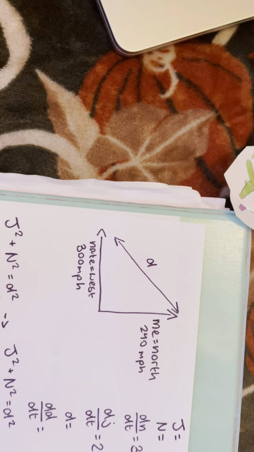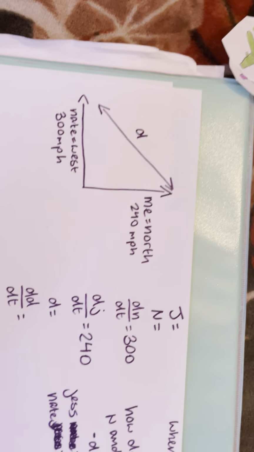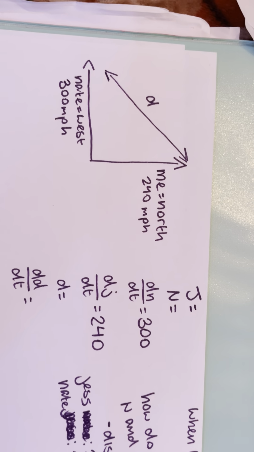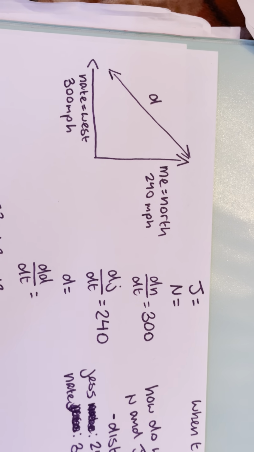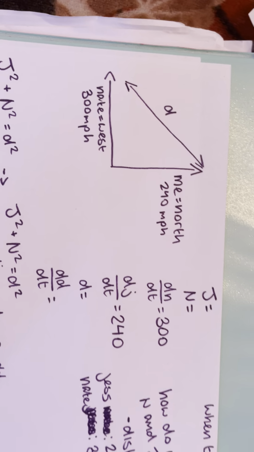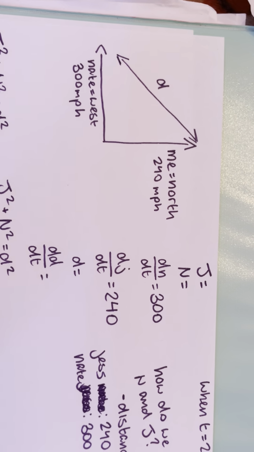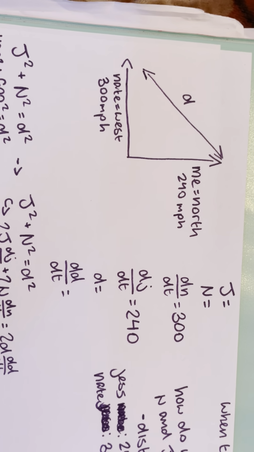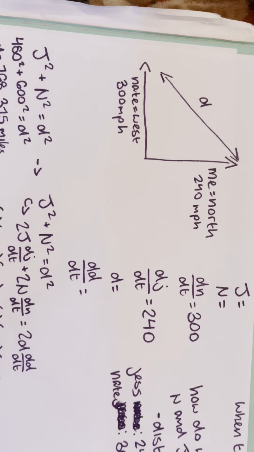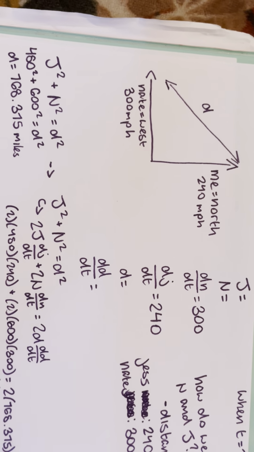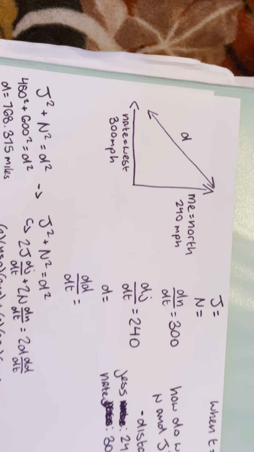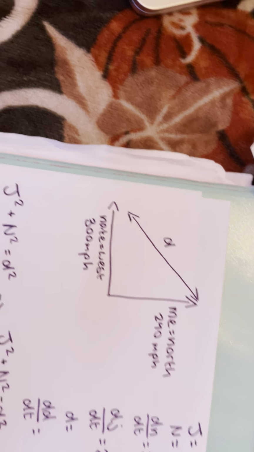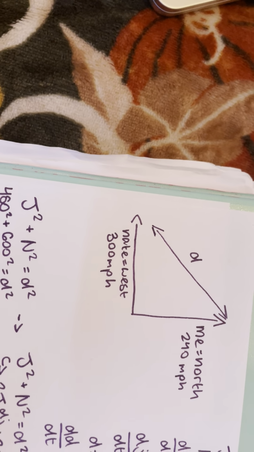So, first, I have to figure out what my variables are. As this is a related rates problem, I need to figure out what dn over dt is and what dj over dt is. As I'm Jess, I'm going 240 miles per hour, whereas Nate is going 300. I need to figure out d, what the distance is, as well as dd over dt, the rate of change of that distance. So, what other to do than make a triangle? I'm going north, so straight up. Nate's going west, so horizontal.